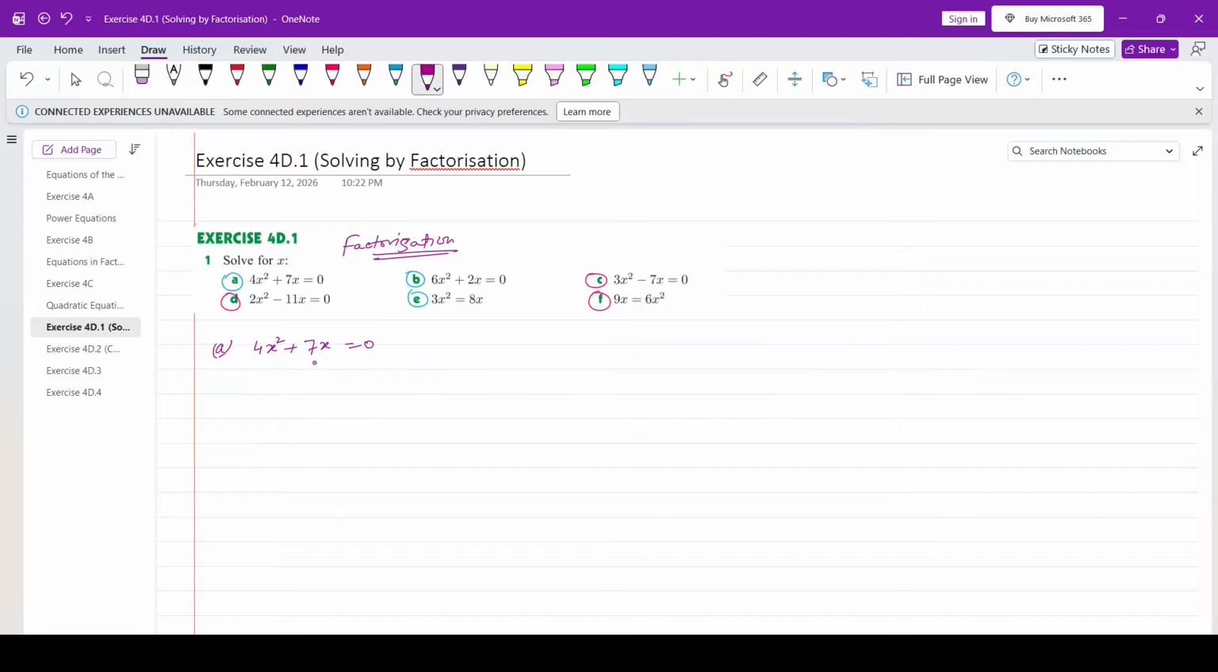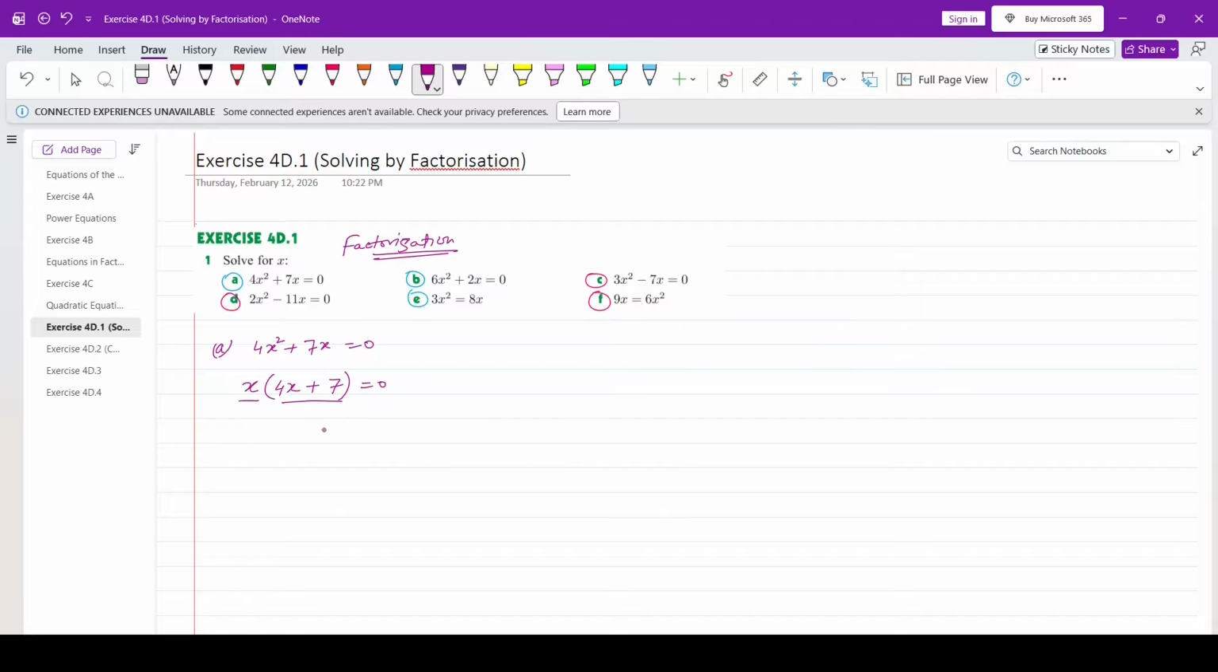To write this equation in factorization form, we need to take some common element from these two terms. What can that be? That common element is x. So if we take x from 4x square, only 4x remains. And if we take x from 7x, only 7 remains. Therefore, we are left with a number multiplied with another number. So this is the factored form of the equation.